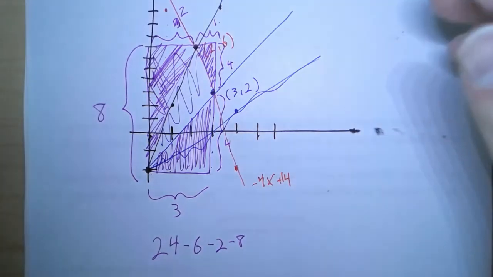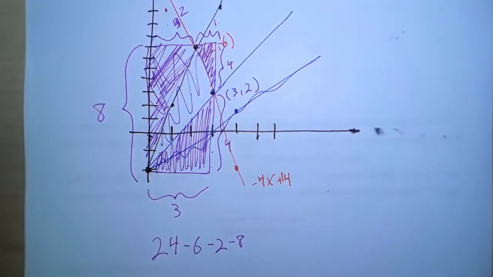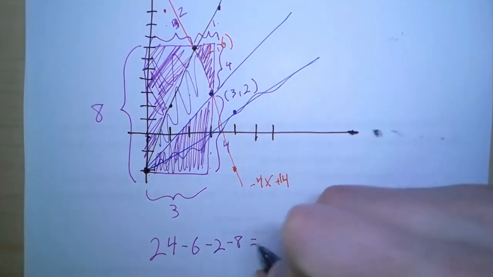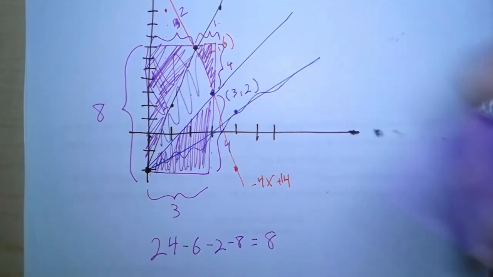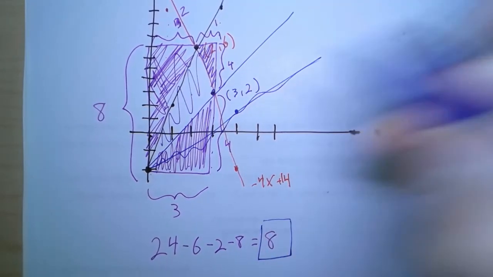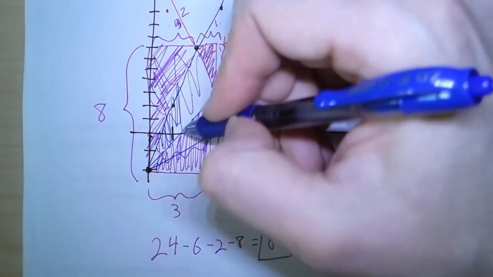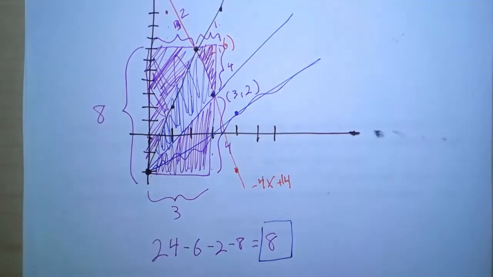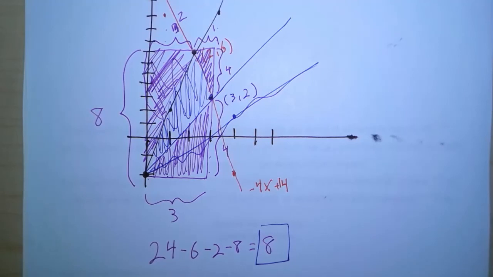So we take 24 minus 6 minus 2 minus 8, and we get an area of 8. So what's left over is the area of the triangle that we want. That's all of this. So that is our answer, and we're done.